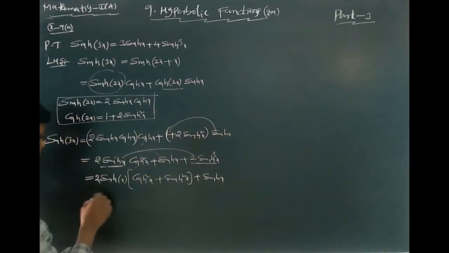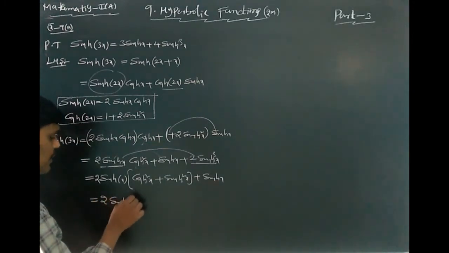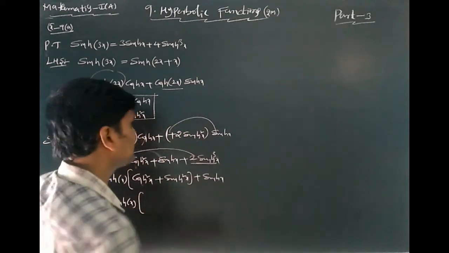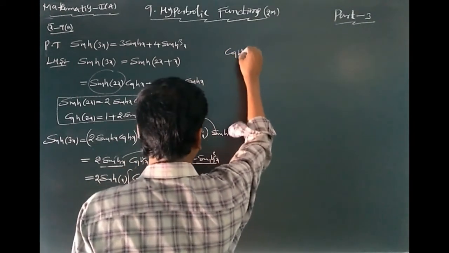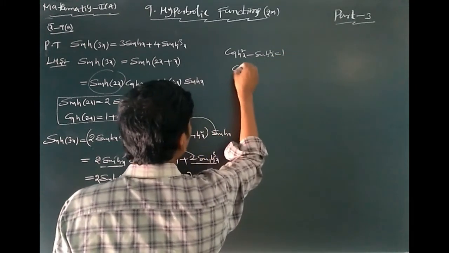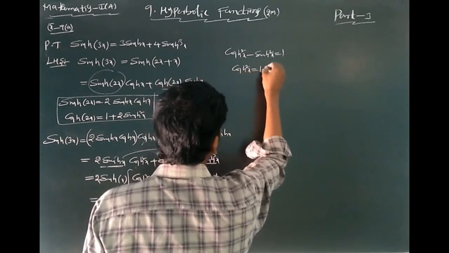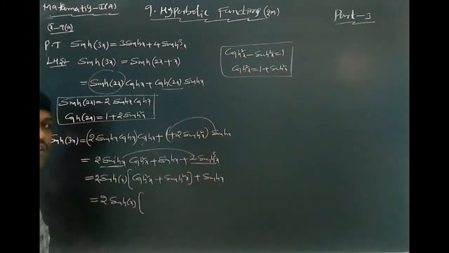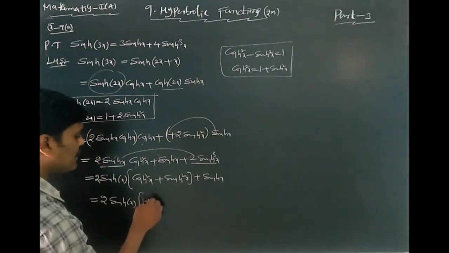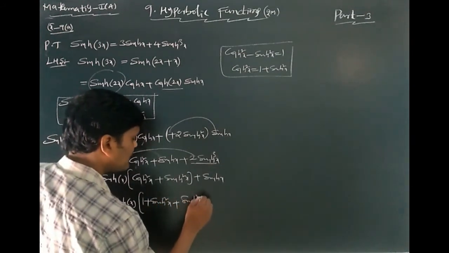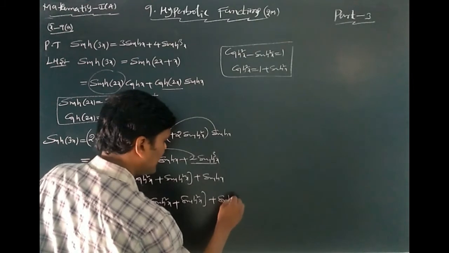That's why by the first identity, cos h square x minus sin h square x equal to 1. Then cos h square x equal to 1 plus sin h square x. This is the formula. You can write in place of cos h square x, 1 plus sin h square x, plus sin h square x plus sin hx.